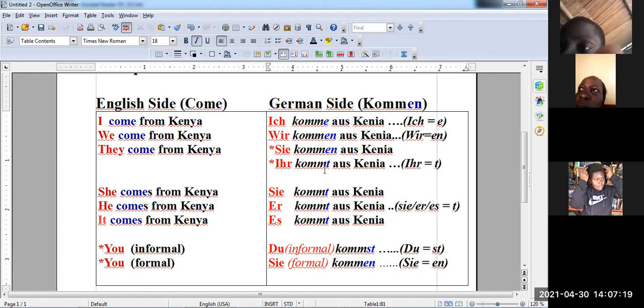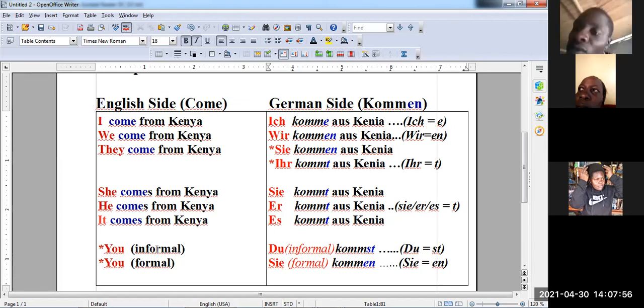So now I go back on top. You see the way they conjugate. This verb you are seeing on top here, komme. Look at the way it is changing. Ich komme. Plural, wir, we come, wir kommen. Plural also, sie, they, sie kommen. Ihr kommt. Sie, she comes, sie kommt. It, es kommt.